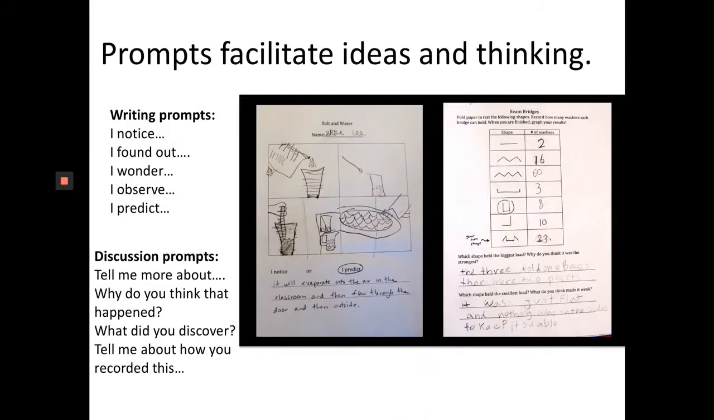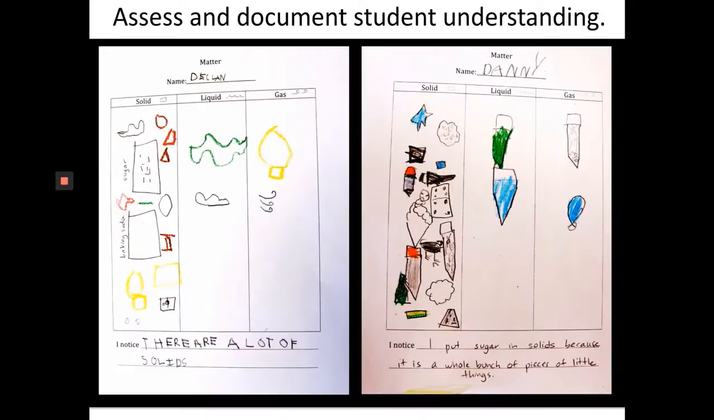Prompts on the recording sheets facilitate student recording and provide a starting point for them to share their thinking. They can be written or verbal and be very simple, such as, "I noticed," or "I found out." Verbal prompts such as, "Were there any surprises?" or "Why do you think that happened?" can facilitate student analysis.